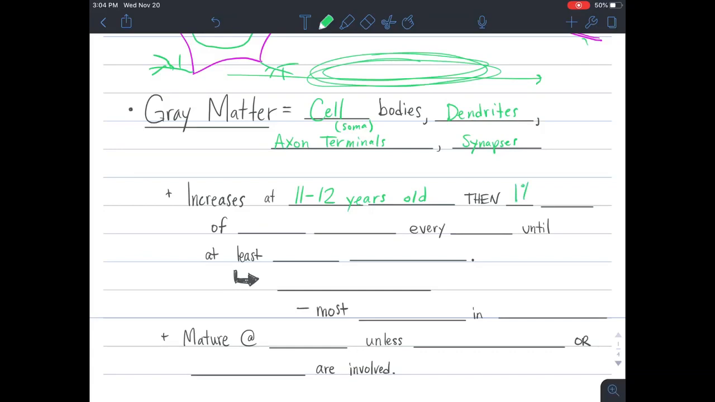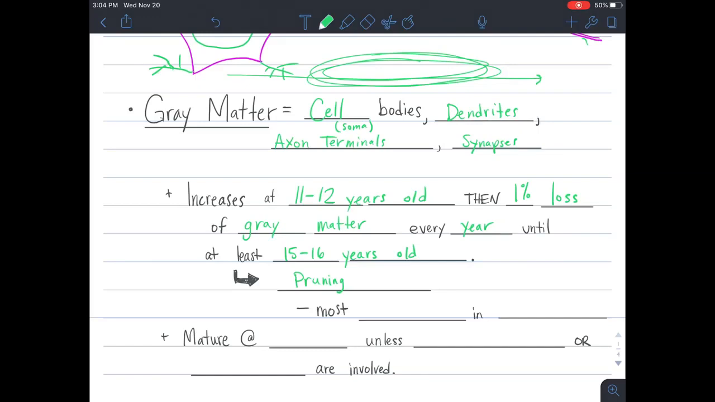Then there's a 1% loss. So we start to actually get rid of all those cell bodies and dendrites and axon terminals. We lose it at about 1%. So it increases at 11 to 12 years old, but then there's a 1% loss of gray matter every single year until at least 15 to 16 years old. And we call this process of getting rid of all these cells in our brain pruning. So we're literally pruning our brain.